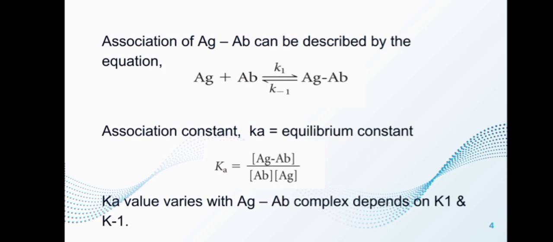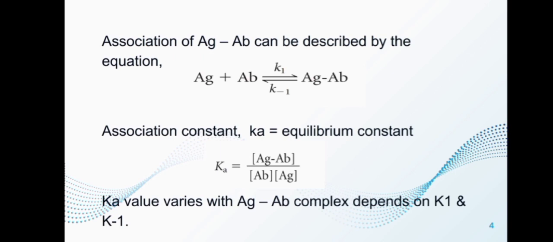The association of antigen and antibody can be described by the following equation. Here, the antigen binds with the antibody and forms an antigen antibody complex. The reaction is reversible, and K1 is the forward rate constant or association constant, and K minus 1 is the reverse rate constant or dissociation constant. The ratio of K1 to K minus 1 is the association constant Ka, a measure of affinity.